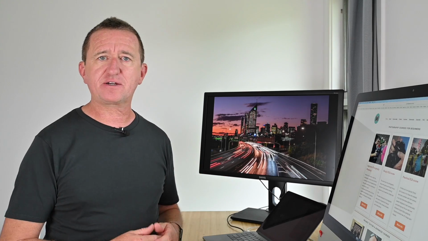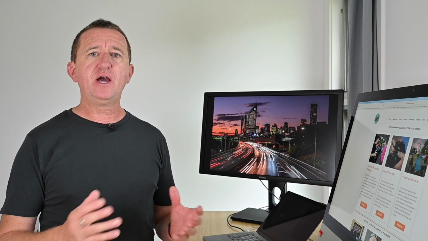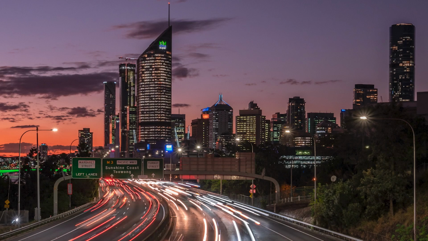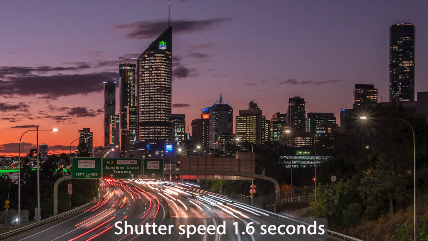Now the other thing that I was up against was the light. Of course, the sun was going down, it was getting darker. So once again, I knew that my shutter would need to be slower, because the longer the shutter's open, the more light the camera can record. Now, I did do a few different test shots and I tried a few different shutter speeds, eventually finding that a shutter speed of 1.6 seconds, in my opinion, gave me the best results.